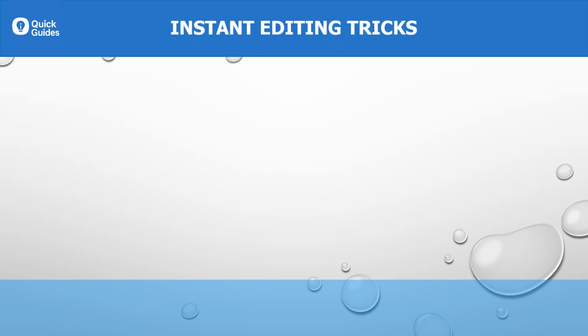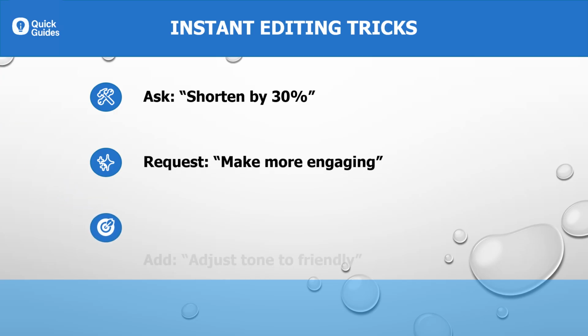Finish strong by asking AI to shorten, rewrite, or sharpen tone, the fastest way to craft a polished final draft.